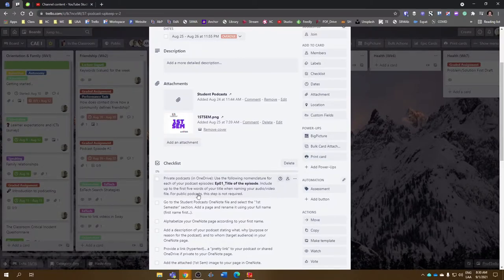And second, it just helps me organize or be able to view the most recent episode at the top of the page. Again, this is specifically for private podcasts, those of you who are only using OneDrive and sharing a private OneDrive that we're able to access to hear your podcast. So double check that. Make sure at this point you have completed 3 podcast episodes. We're currently in week 4.